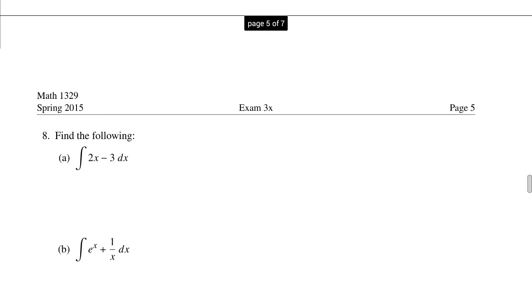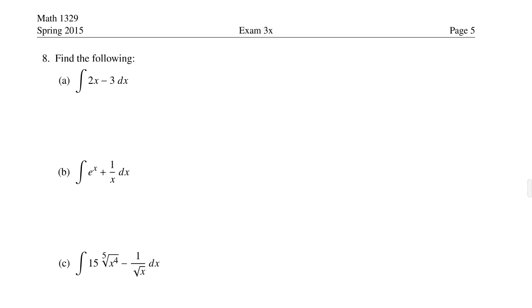All right, let's look at the integration part. Question 8, find each of these integrals. So A just works straight up. Add 1 to the power, divide by the new power. The antiderivative of a constant is just the constant times the variable. And then don't forget the plus c. Simplify and you get x squared minus 3x plus c.